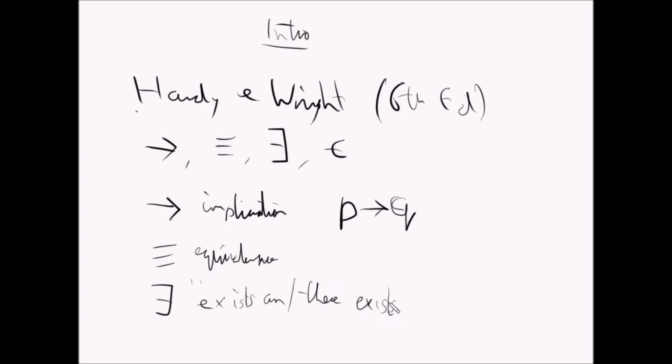So this backwards E symbol means exists or there exists. So you could say there exists something X such that proposition P holds for this object X. We would use that symbol.